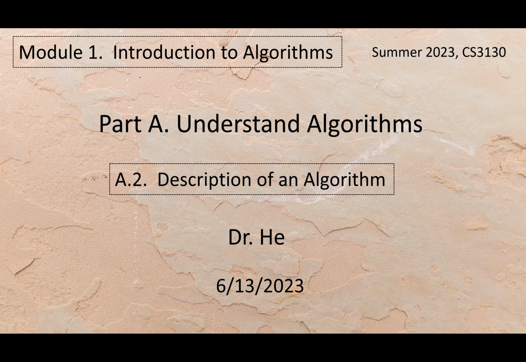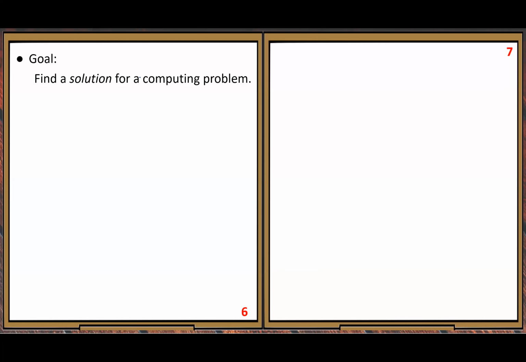So we look at that topic, description of an algorithm. First, the goal: find a solution for a computing problem. That's the general goal for this course. After the training of this algorithm course, when we go to the real world, we need to find a solution for a computing problem.